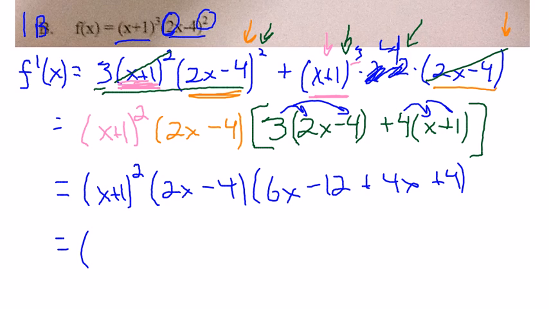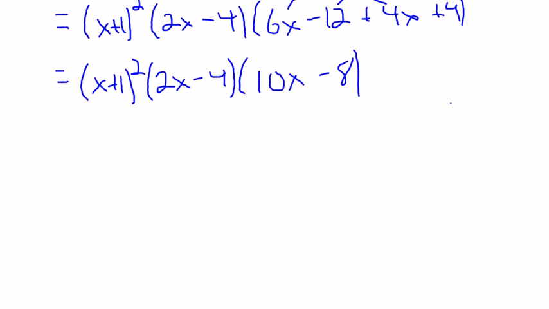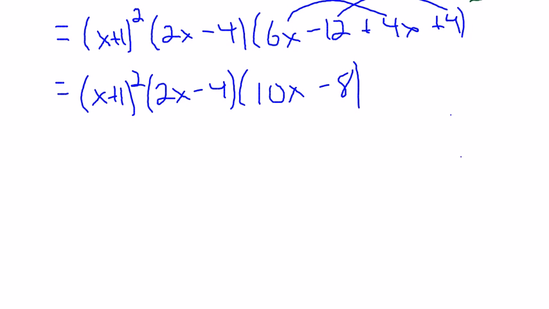So the first two sets of parentheses stay the same, x plus 1 squared times 2x minus 4 times, alright, I got 6x and 4x, gives me 10x, and then I've got 4 minus 12. That gives me minus 8. You scroll down. So from here, you could use this to find the zeros. It's in a good factored form, but I think it's actually a little bit easier to test positive versus negative if we make these guys as simple as possible.